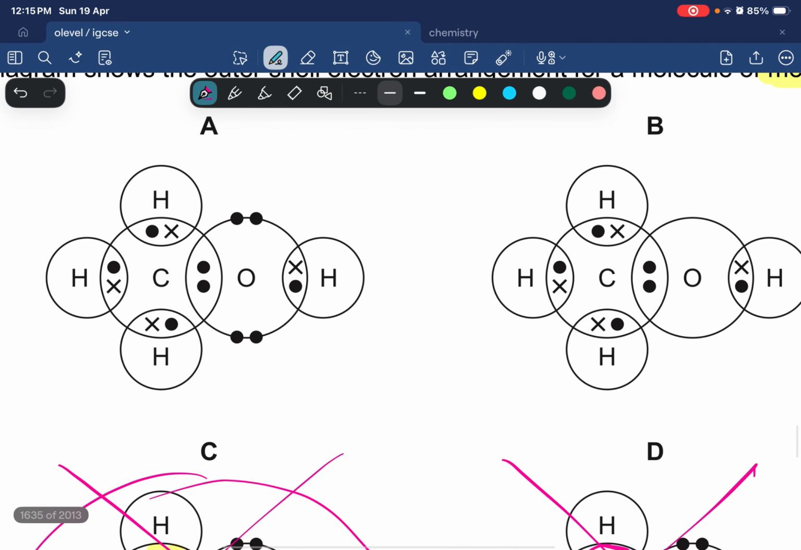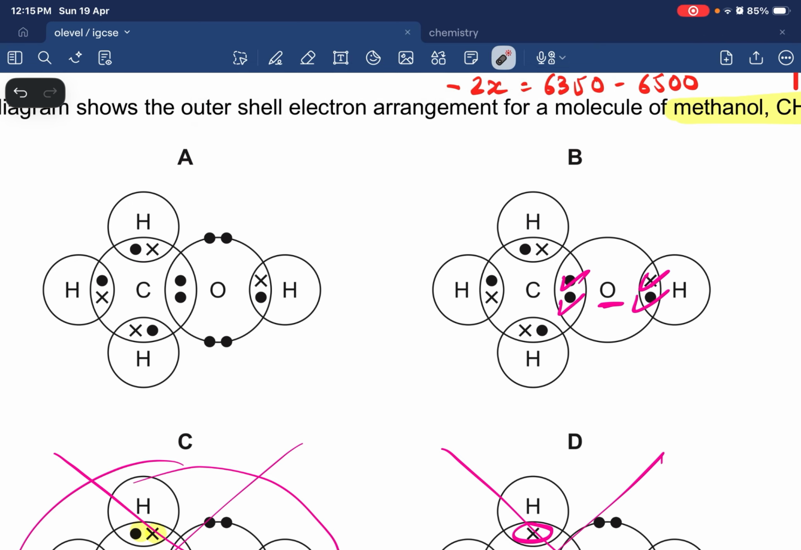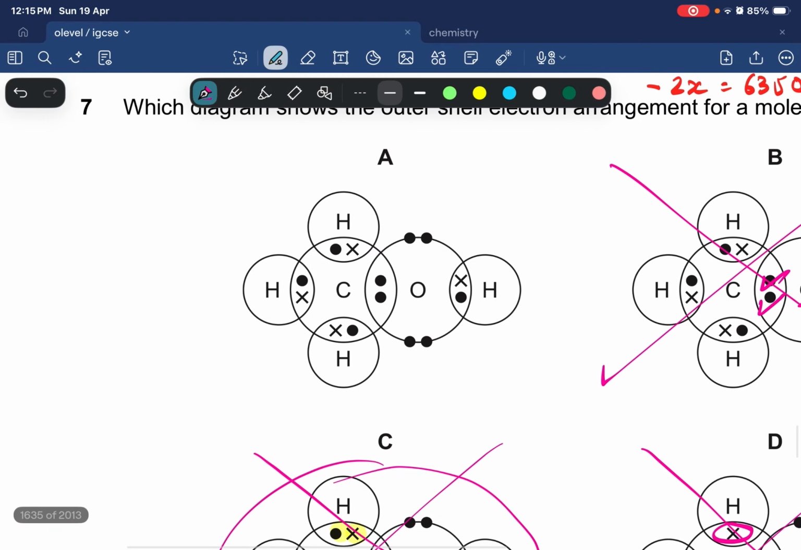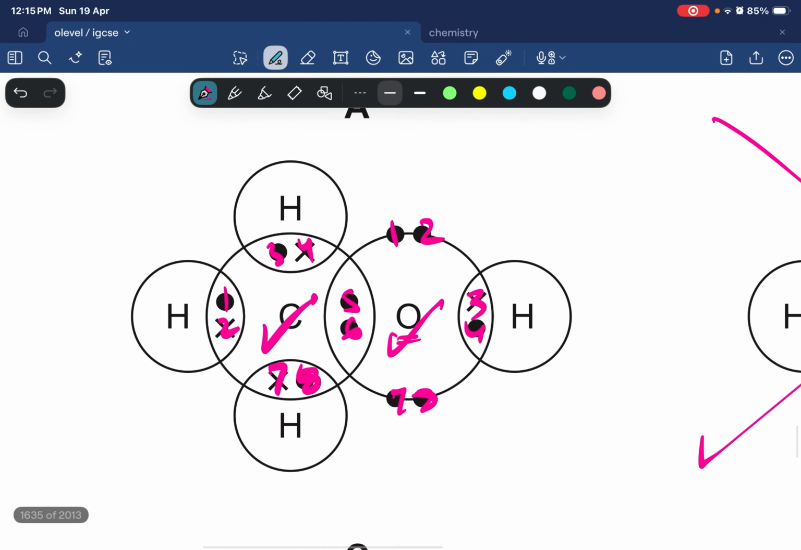Now look over here. Over here, oxygen is not stable. Oxygen has 1, 2, 3, 4. No, oxygen needs to have 8 electrons after making bonds. We need stability. Look over here. Carbon has 1, 2, 3, 4, 5, 6, 7, 8. Good, stable. Now let's count for oxygen. 1, 2, 3, 4, 5, 6, 7, 8. Stable.